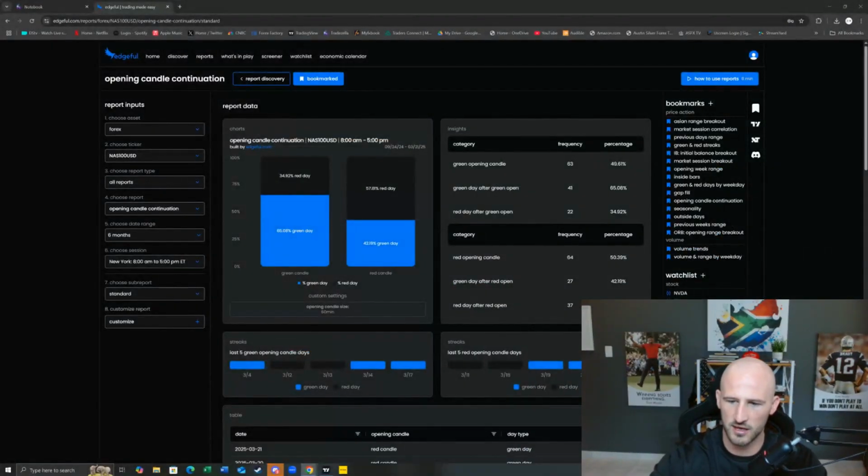Okay, so let's go to NASDAQ over here, NAS 100. I trade it as a CFD contract, so I just like looking at it. But you can look at it any time that you want. You can look at the futures contract as well. I use the CFD, as mentioned. But let's go to the opening candle continuation report.